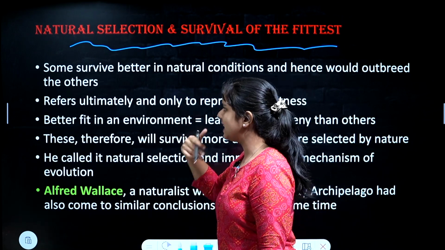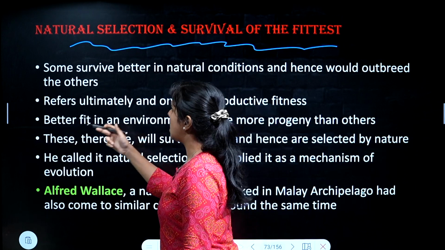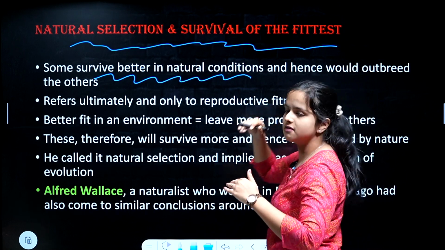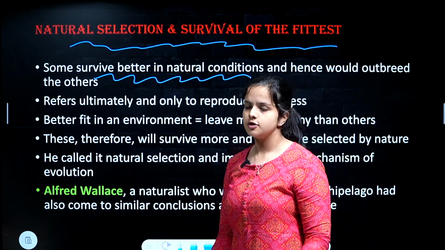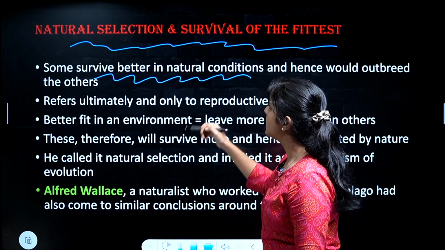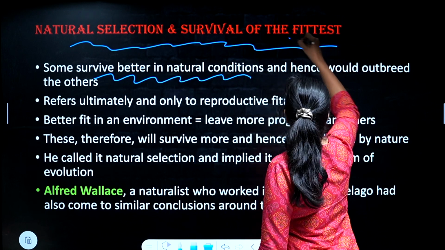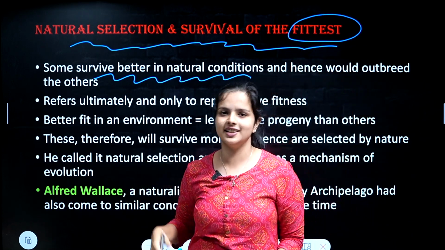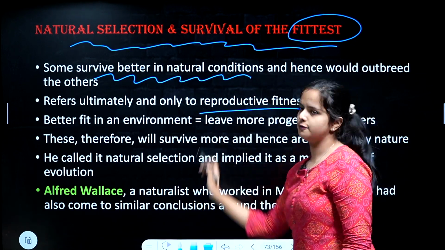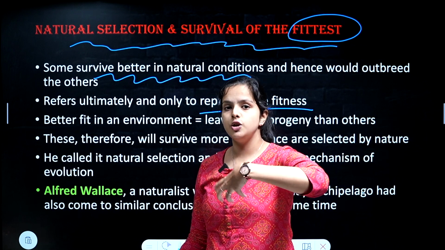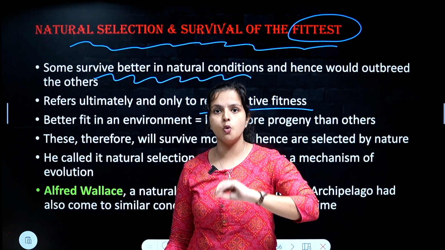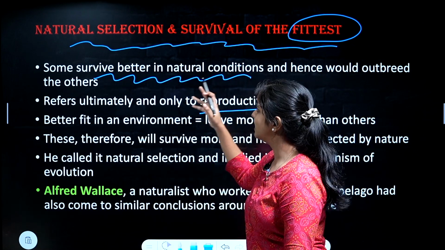If we look at it in detail, what Darwin said was, some organisms survive better in natural conditions, and hence they would survive or they would outbreed the others. So the ones that are more fit would obviously win nature's selection. And by this fitness, the word fitness, he doesn't mean the muscles or the kind of fitness that you think, but according to Darwin, fitness referred ultimately to reproductive fitness. So if you made more number of progenies, you were more fit. The organisms that were capable of producing more number of progenies were considered more fit. That was how Charles Darwin considered it.